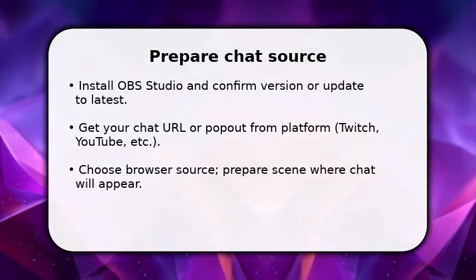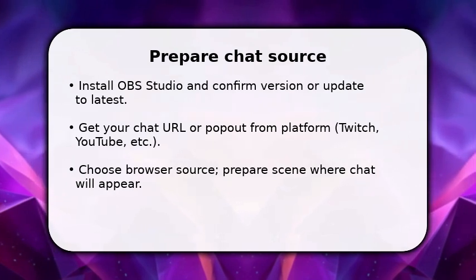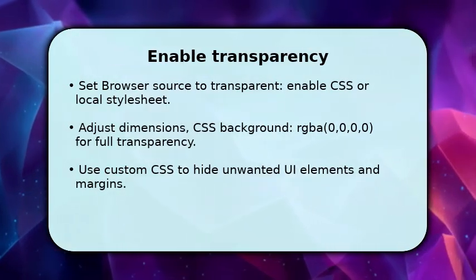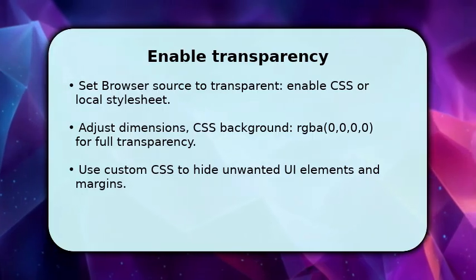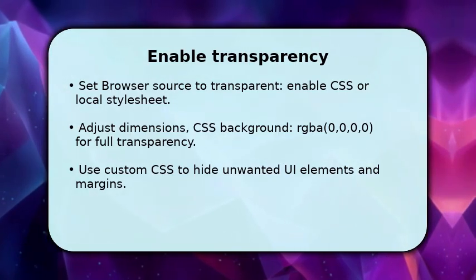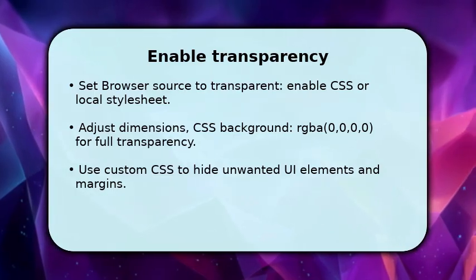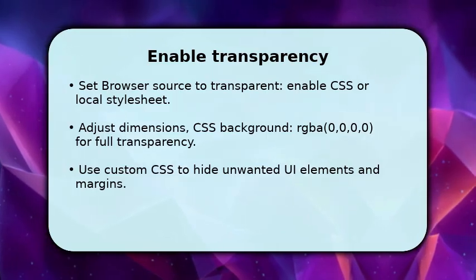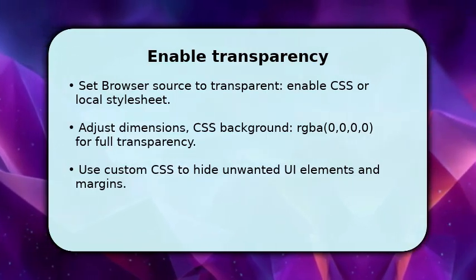Now you'll remove visible backgrounds using CSS and OBS settings. In the browser source, set custom CSS with body background, RGBA 0000, important, and hide any container elements that add padding or borders. Make sure Shutdown Source when not visible is off if you need persistent chat.